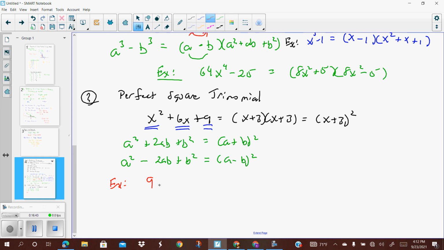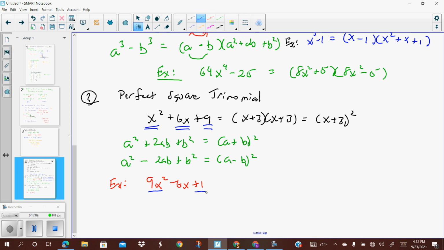Let's factor 9x squared minus 6x plus 1. Let's first of all check to see whether this is a perfect square trinomial. The first term, 9x squared, is the perfect square of 3x, so that's a good check. 1 is the perfect square of 1.